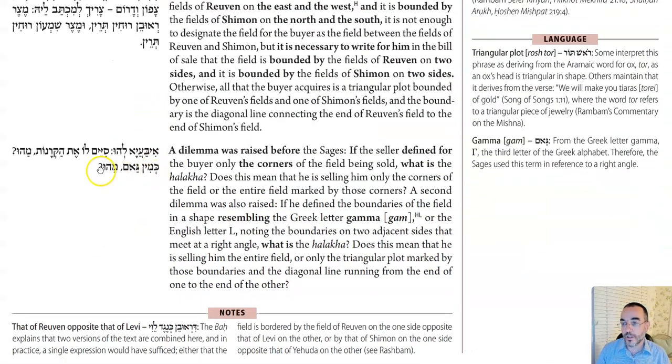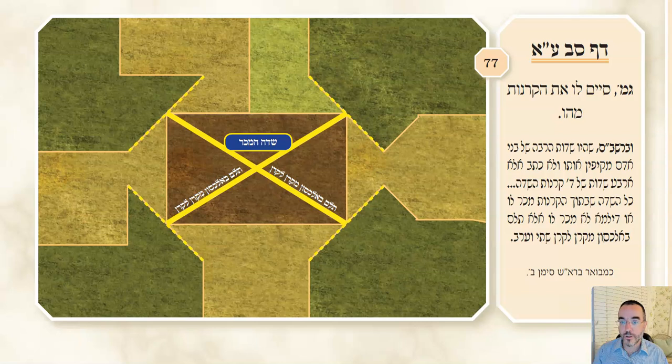Next question. Ibaya lehu. Siem lo et keranot mahu kimin gem mahu. The sage is asked about the following case. What if the seller defined only the corners? Then what would be the result? It looks kind of like this.